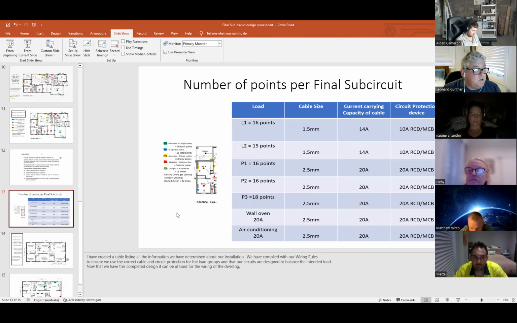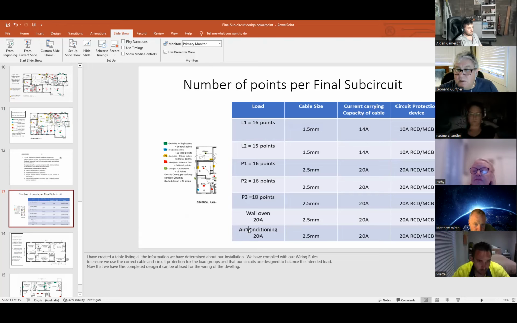Okay, so do we all understand what I've done there? It's just a bit of a table just so you can see it. Do we have any questions, guys? Yes, Scott. Sorry, mate. You got a question?